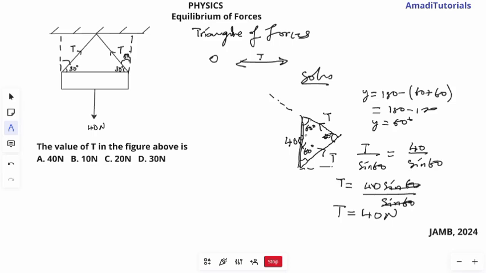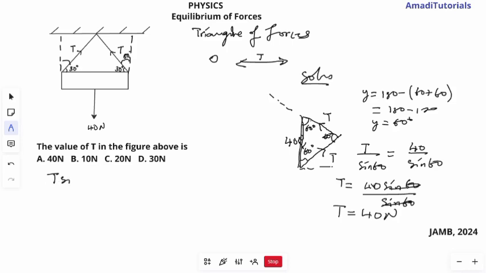Another way to do this, if you don't really like the triangle thing and this and that, is you resolve the two tension forces into their vertical components, and then use the principle of equilibrium that says sum of upward forces will be equals to sum of downward forces, or sum of forces acting on the right will be equals to sum of forces acting on the left. So before you do that, you have to resolve these two T's into their vertical components.